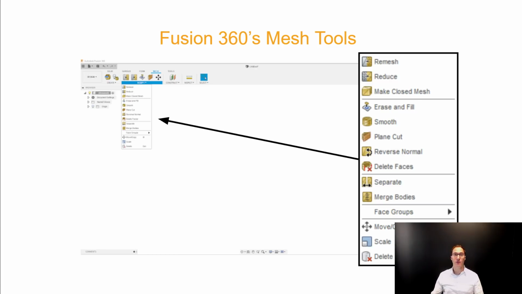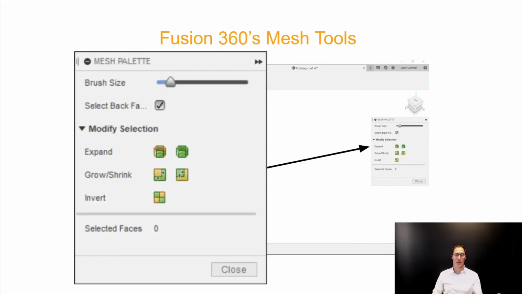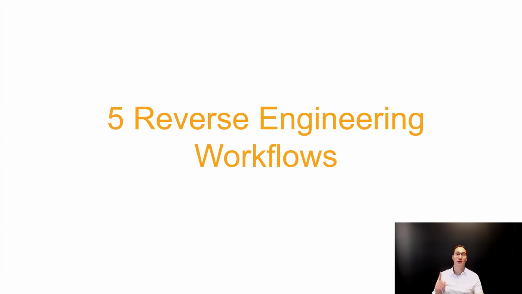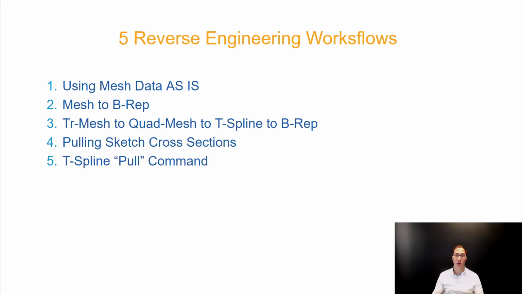So let's jump into Fusion, and I'm going to show you 5 ways to reverse... and hold on. Let me skip all of these slides. We're going to show you 5 ways to reverse engineer your mesh files. And I'm going to give you a quick list so that you can follow along with all 5 different ways that we're going to show you today.